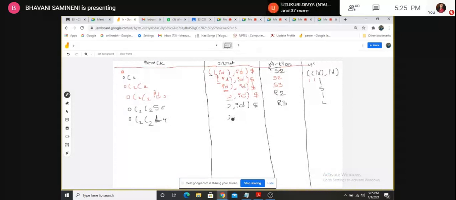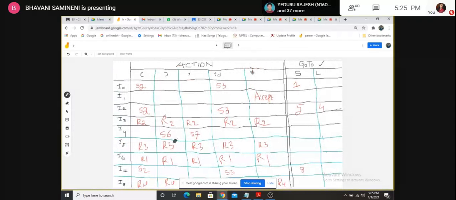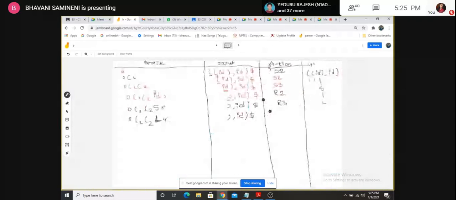And now look at this: close the parenthesis, ID as well as dollar. So now I4 on close the parenthesis. What is the action? S6. S6 means you shift this lookahead and go to the sixth state. 0, 2, L, 4. What is the lookahead symbol? Close the parenthesis, and go to the sixth state.